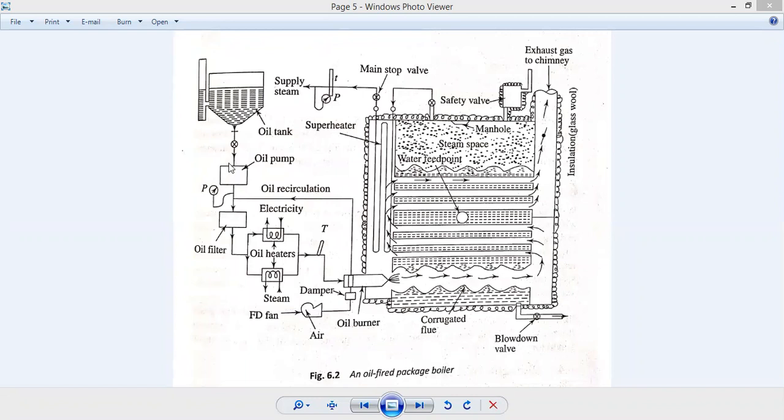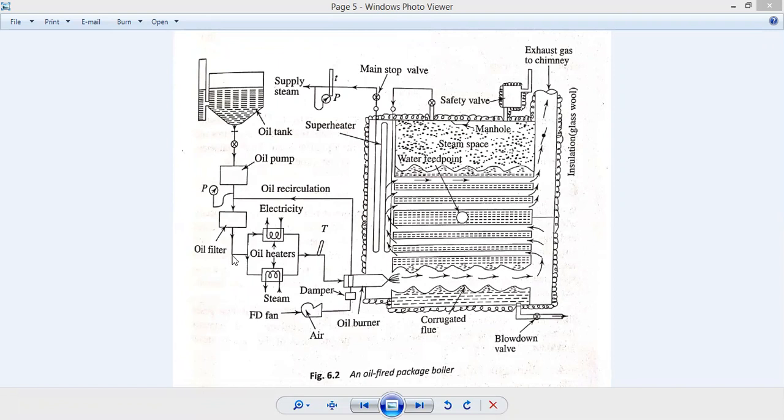Now, from the pump and pressure gauge, the oil goes to the oil filter, which filters out the impurities or dirt present in the oil, especially when the oil is coming back to the main oil line for recirculation. The slag created in the oil filter is removed manually or by some other means, so that clean and purified oil goes to the oil heater.